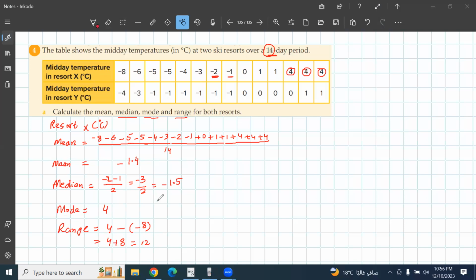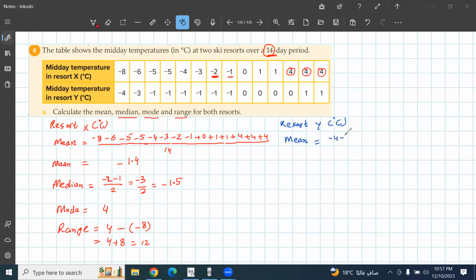So we found the mean, median, mode and range. In the same way, we will figure out the mean, median and mode of resort Y as well. Now for resort Y in degrees Celsius, what is the mean? The mean is equal to the sum of the values divided by the number of values.